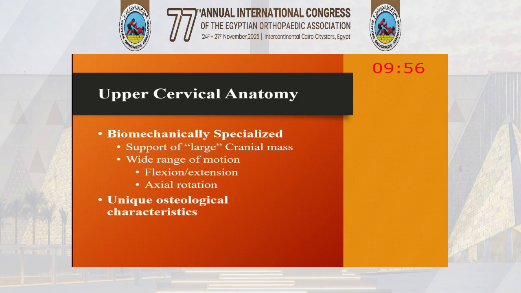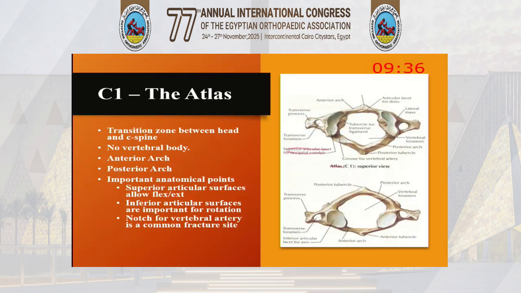It supports the large cranial mass. Actually, the joint is between the skull and the vertebral column. It is like a ball and socket mechanism. It allows a wide range of motion: flexion and extension, and axial rotation.